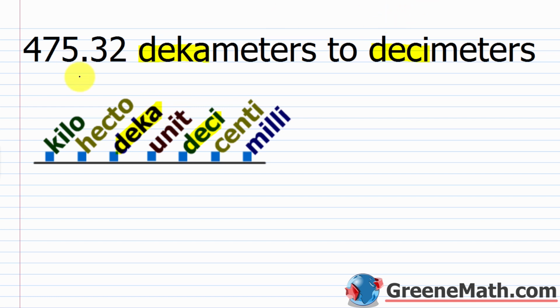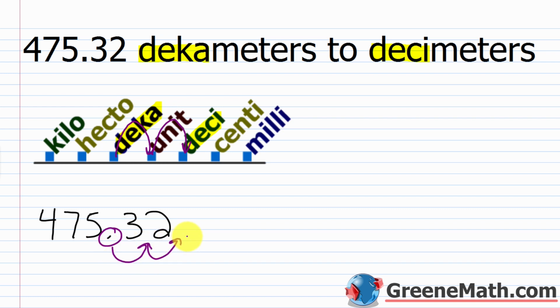Now we're going to take this number that's involved in the conversion. In this case, it's 475.32. And we're just going to match the movement as far as the number of places we move and the direction we move from the prefix chart with our decimal point in the number. So I'm going to go from deca to deci. So I'm going to take this and go 1, 2 places to the right, and I'll just match that here. I'm going to go 1, 2 places to the right.